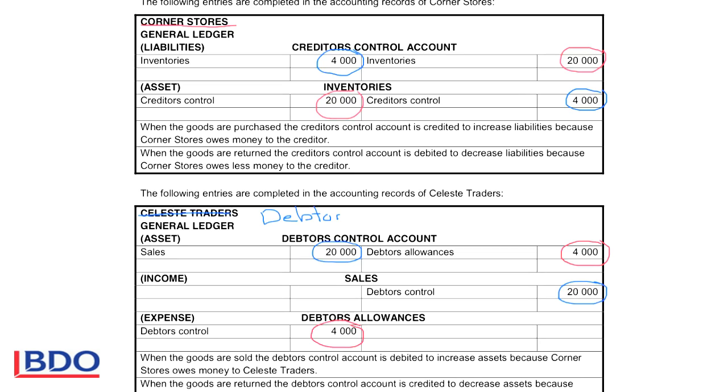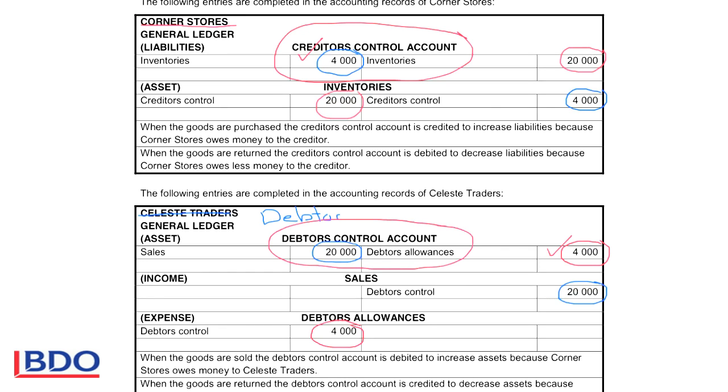So when you start with this, it is very important to realize that any entries that you record in the books of Corner Stores on the debit side will go in the books of Celeste Traders on the credit side. Because in the books of Corner Stores, Celeste Traders is treated as a creditor. In the books of Celeste Traders, the business is treated as a debtor.